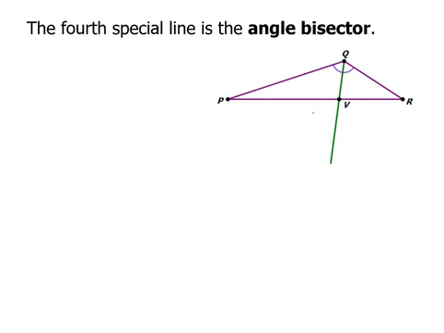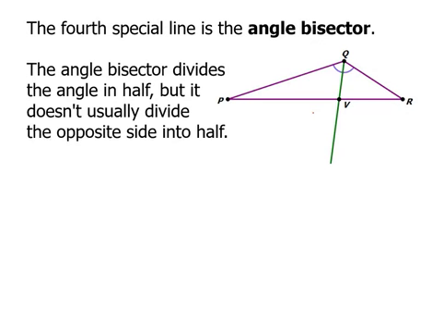Conversely, the fourth special line is called an angle bisector. The job of an angle bisector is to cut the angle in half. So it bisects the angle, divides the angle in half, but usually it doesn't divide the opposite side in half. And so here we can see quite clearly V is certainly not the midpoint of PR. So the two angles at Q are now equal, but clearly PV and VR are two completely different lengths.